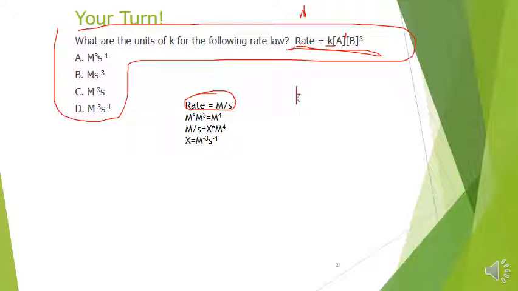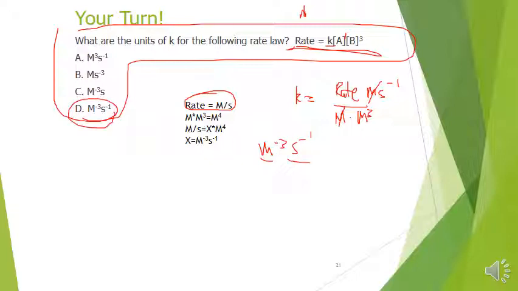So you're going to have k equal to the rate all over, we'll just write out the units, M and then M cubed. And on the top, it's going to be molar per second. We'll say -1. All right. And what we'll notice is the molars cancel out. And so you'll end up getting molar -3, seconds -1. Right, D.